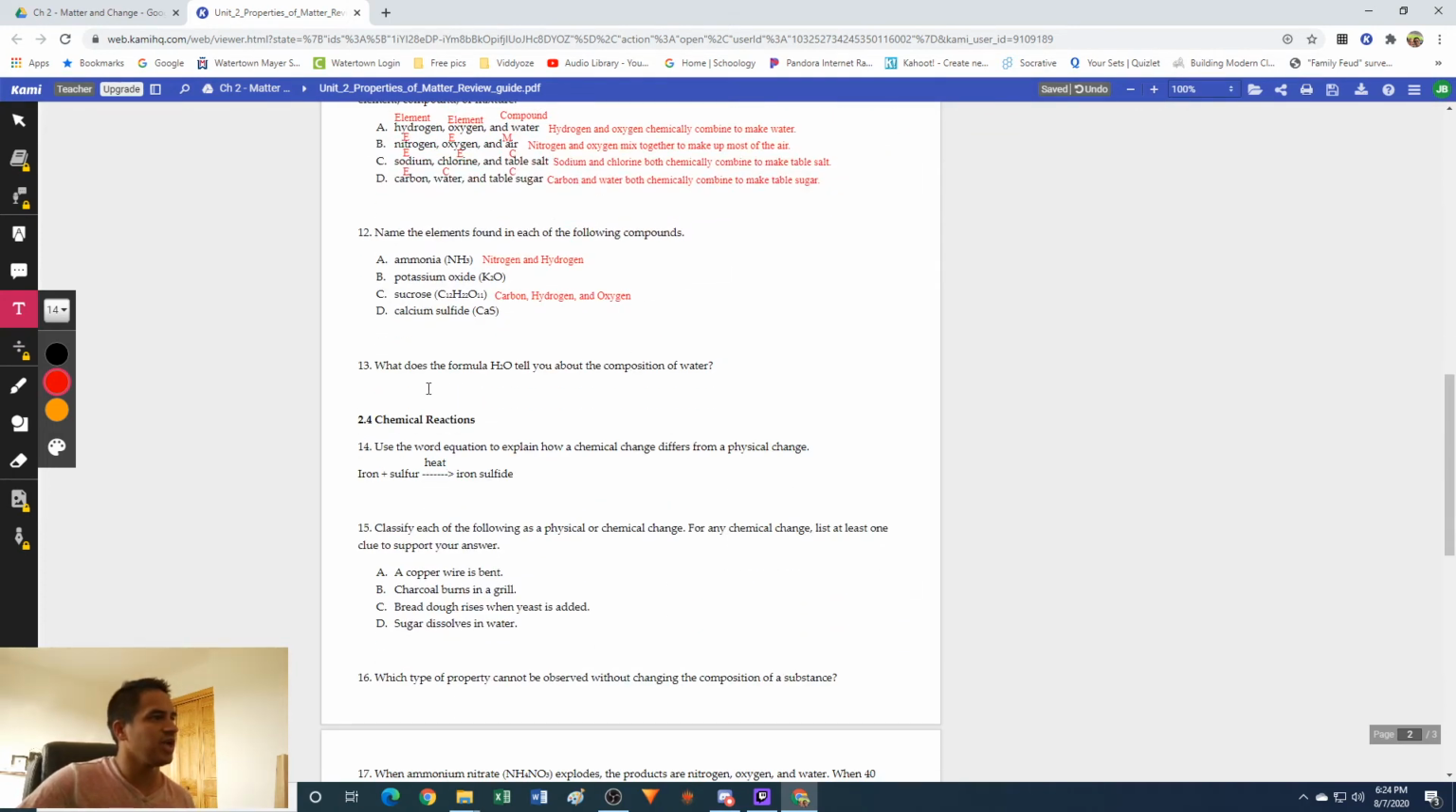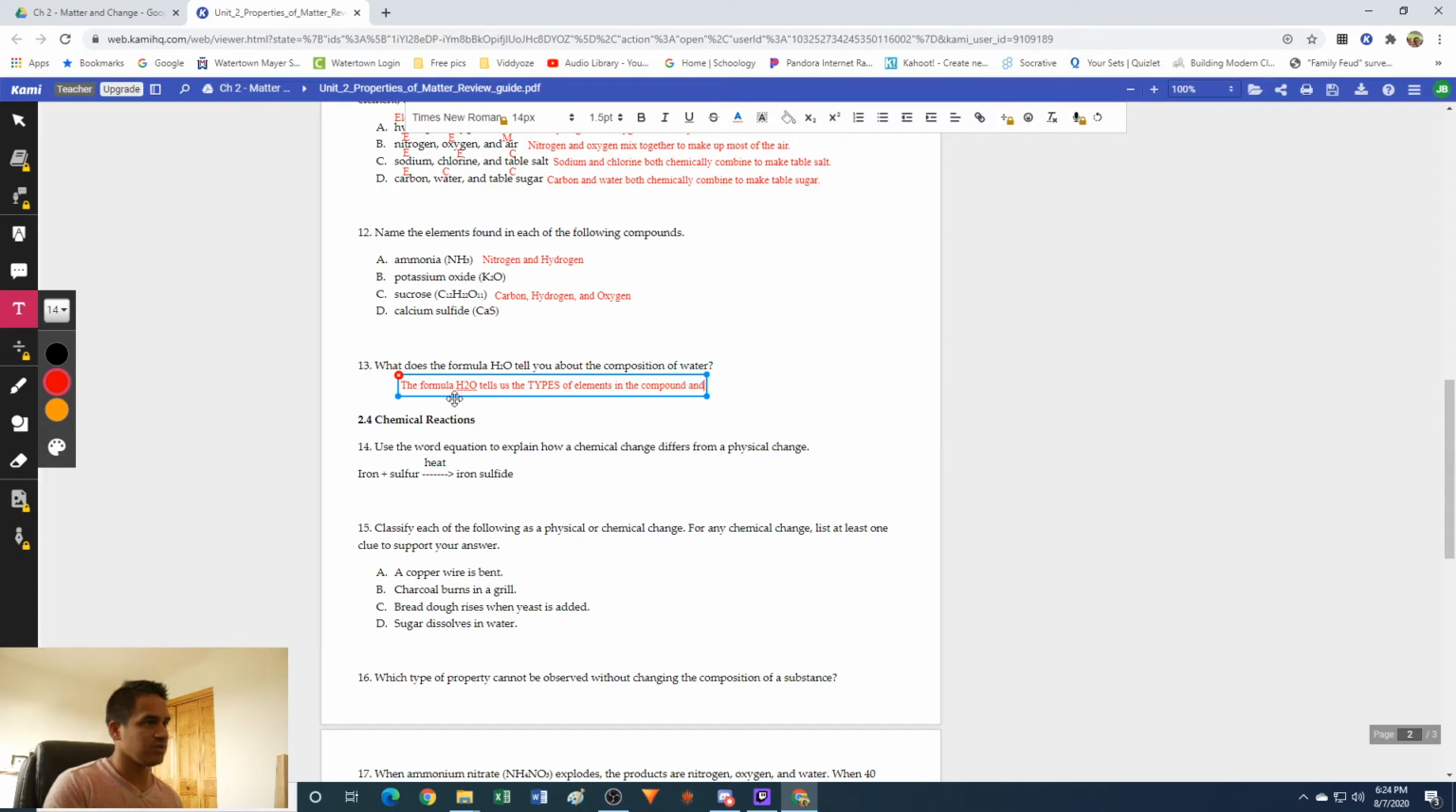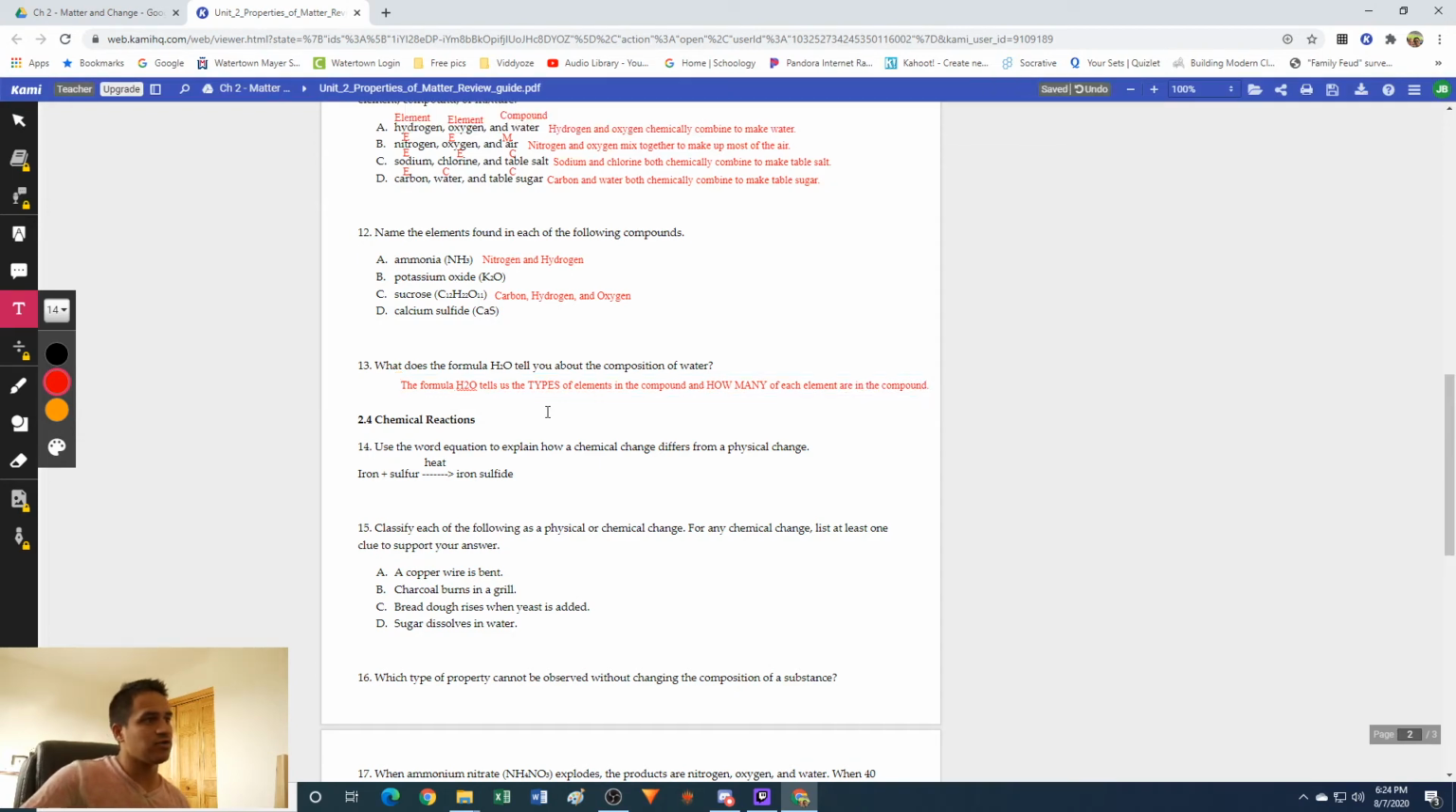All right, number 13, what does the formula H2O tell you about the composition of water? So H2O, the chemical formula, tells you what elements are in the compound and how many of each are in the compound. It tells us that the two elements in the compound are hydrogen and oxygen, and that there are 2 hydrogens and 1 oxygen in the compound. So H2O tells us the types of elements in the compound and how many of each element are in the compound. Chemical formulas always tell you the types of elements you have and how many of each one.